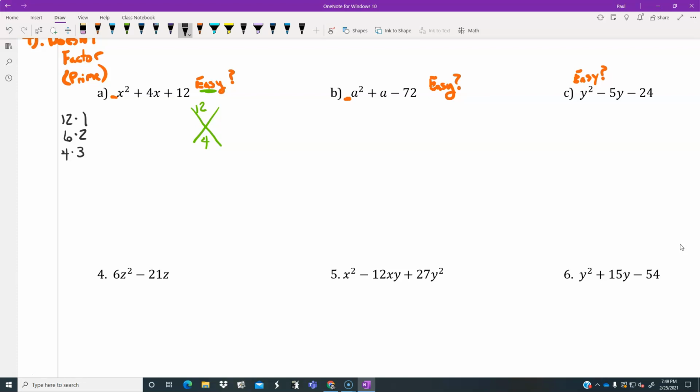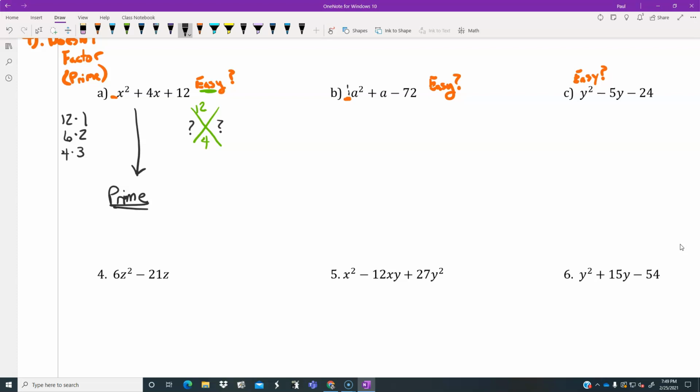Wait a second, I think those are all the factors of 12. I don't know what's going to add to 4. It doesn't look like it works. So the bottom of that list must mean that it is prime at this point in time. So there's no way for us to factor that guy. All right? So go through your list. Take something out if you can. Then decide if it's an easy or a hard trinomial.